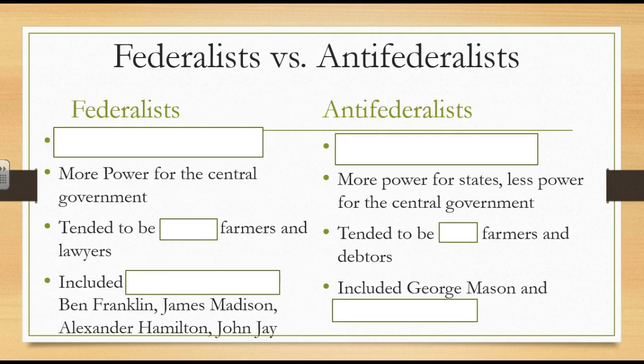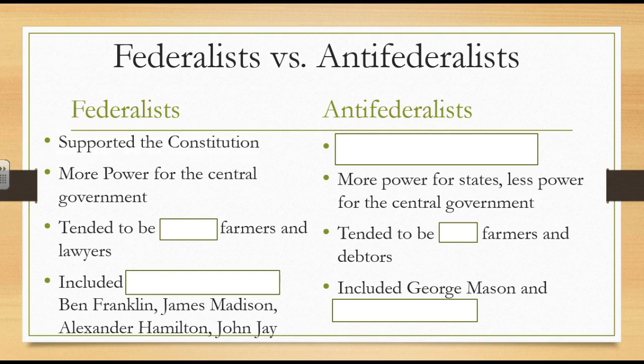With that said, let's look at the 2 groups of people that were really vying against each other as the Constitution was being written. Both of these groups wanted what they thought was best for the country. Ultimately, the Federalists end up winning out. They were nicknamed the Federalists because they were in favor of federalism, the idea of sharing. If you remember from our vocab from part 1 of this video, federalism is that you share power between a central government and the states.